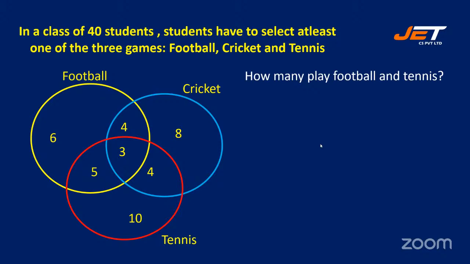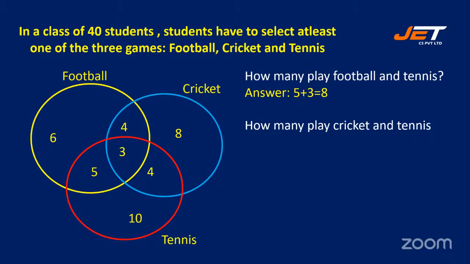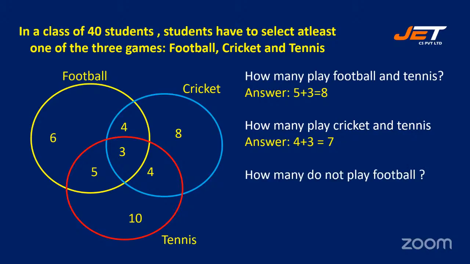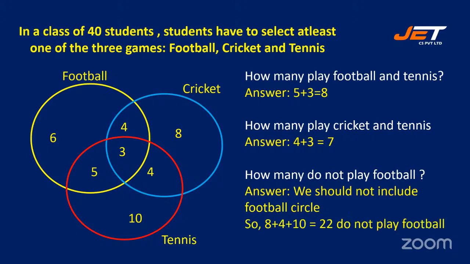All right. Now, how many play football and tennis? So it is 5 plus 3. Now, how many play cricket and tennis, which is 4 plus 3? Now, how many do not play football? So we should not include the football circle. All others you should add. Is it clear? So I should add 8 plus 4 plus 10, which is 22. So 22 do not play football.